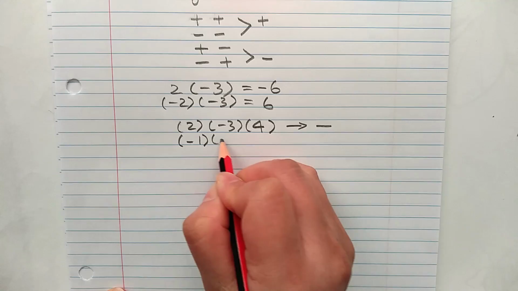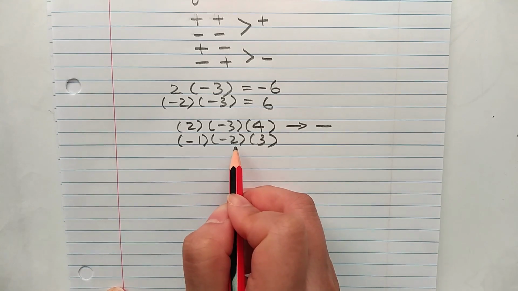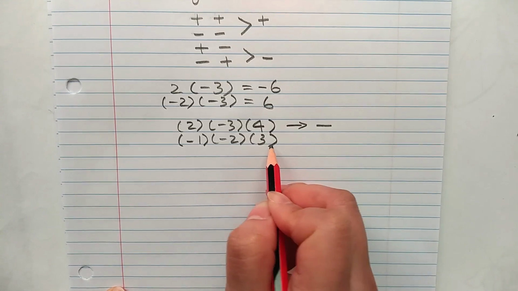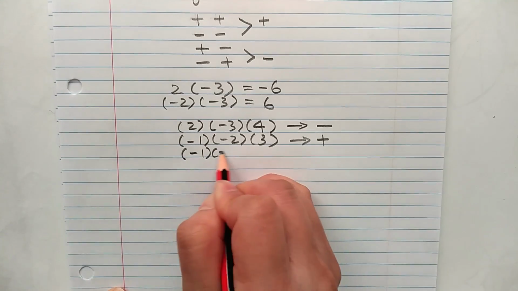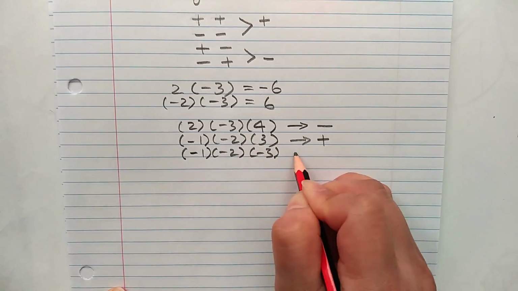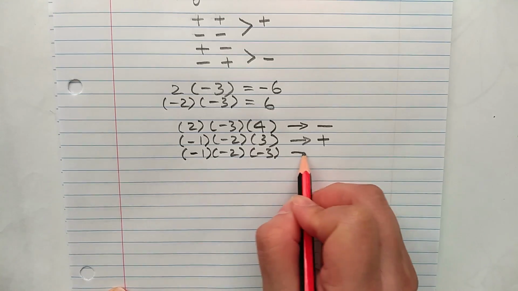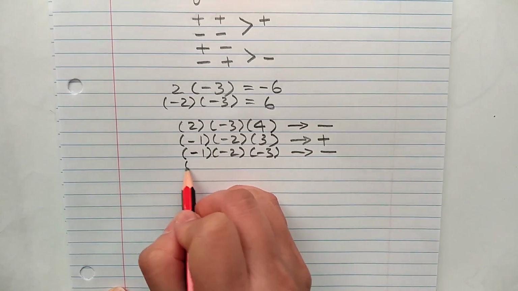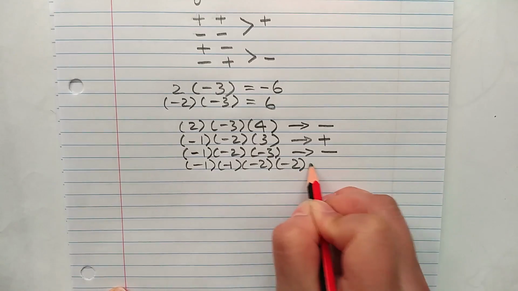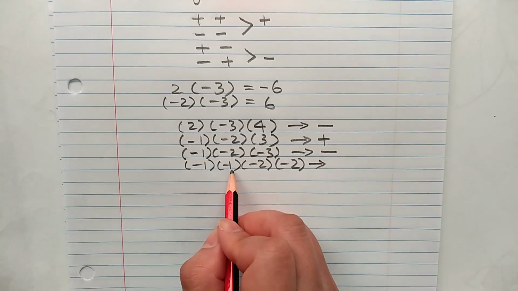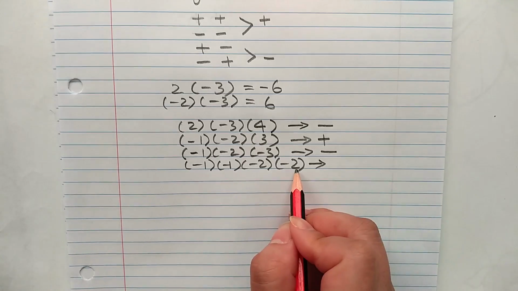Negative 1 times negative 2 times 3. These two will give you a positive answer, and positive number times positive number, you get a positive number. Negative 1 times negative 2 times negative 3. These two will make a positive, and positive times negative, you get a negative answer. Negative 1 times negative 1 times negative 2 times negative 2. These two will make a positive answer. Positive negative gives you negative. Negative negative gives you a positive.